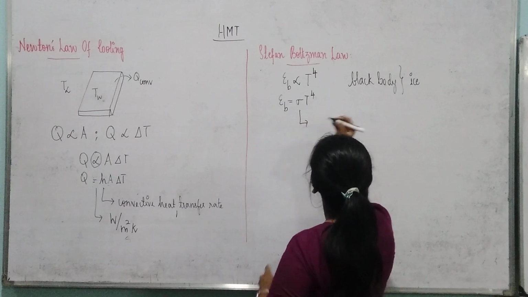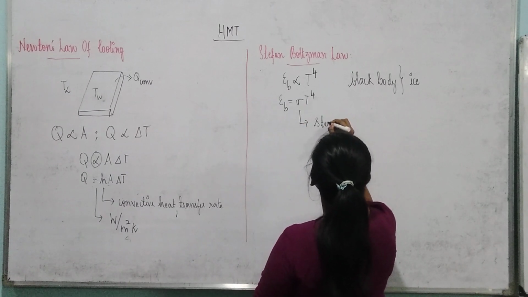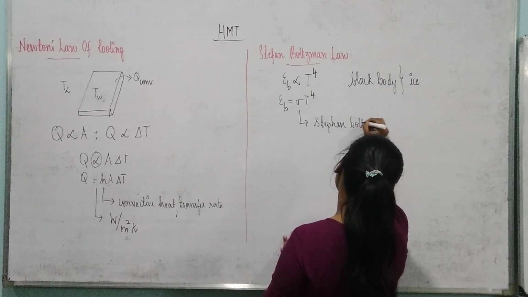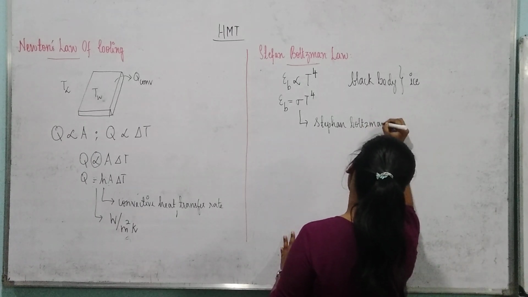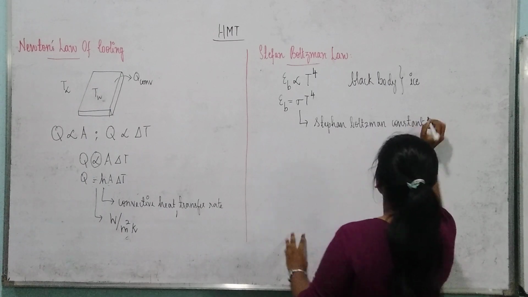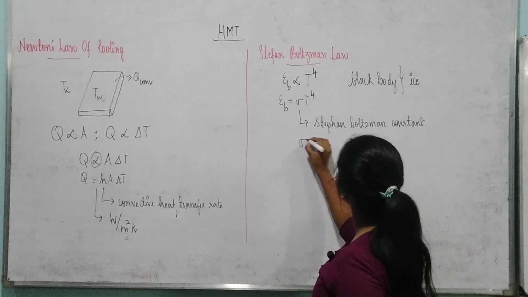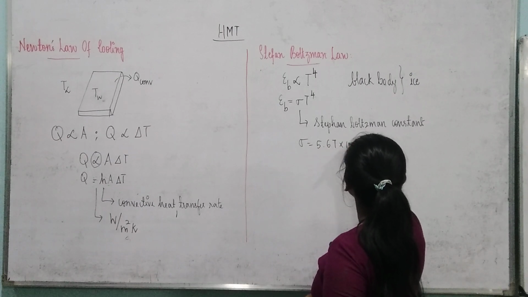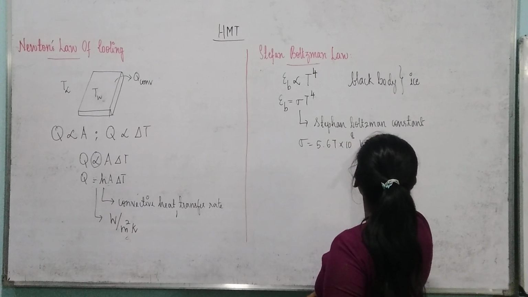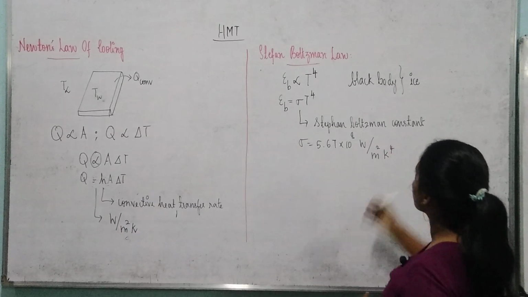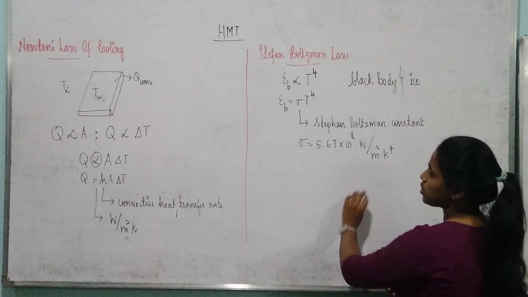So this sigma is the Stefan Boltzmann constant. The value for this sigma is 5.67 into 10 to the power minus 8 watt per meter square Kelvin power 4. So this is all about Stefan Boltzmann law.